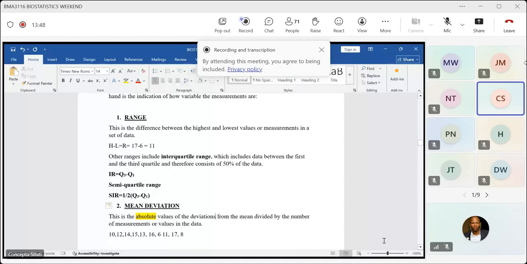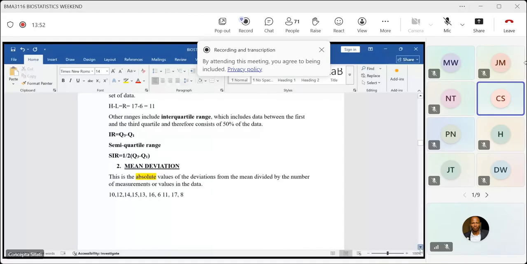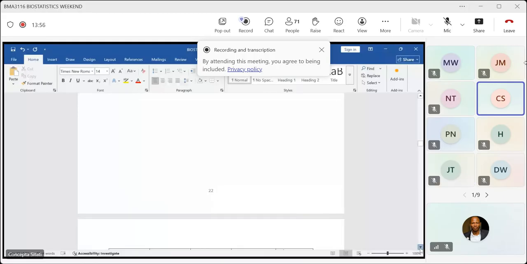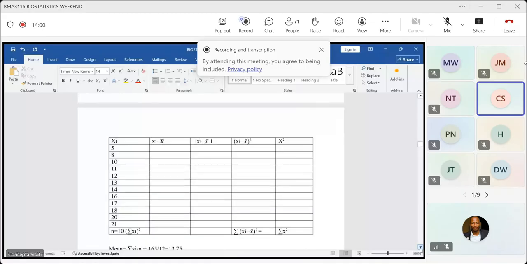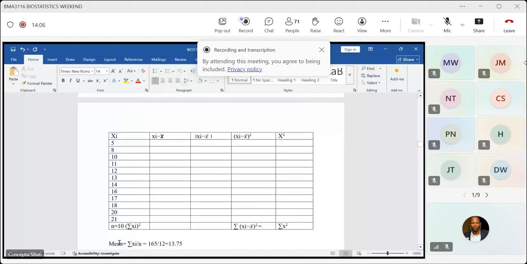Have we put our finger on that data we have? Would like to work out that mean deviation. So let us go. We start by working out the mean. Can we work out the mean? Let's work out the mean. Summation of x sub i.